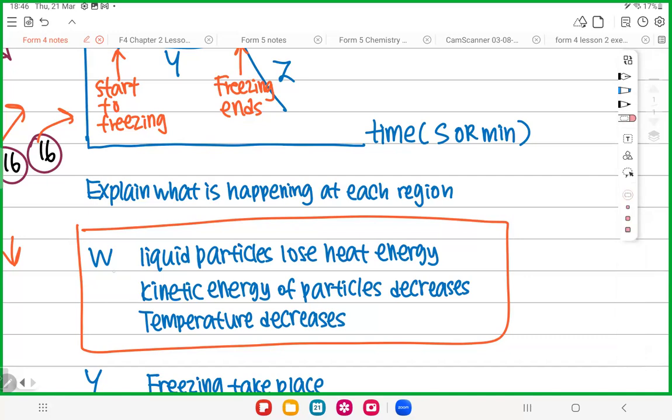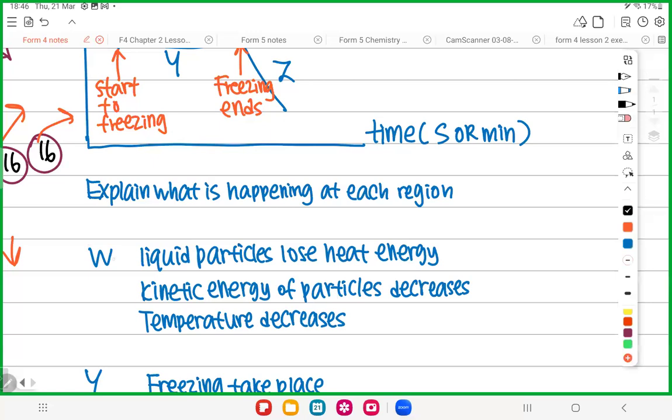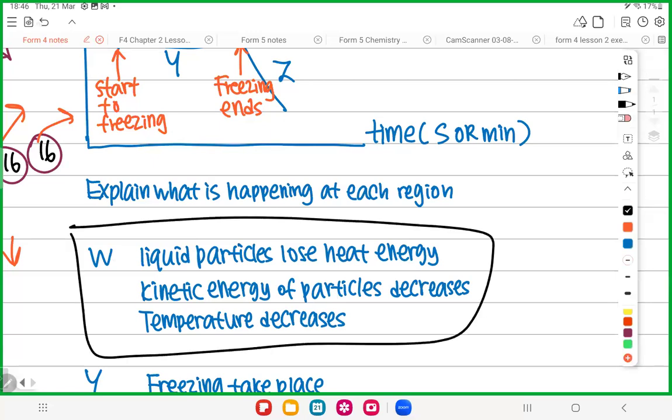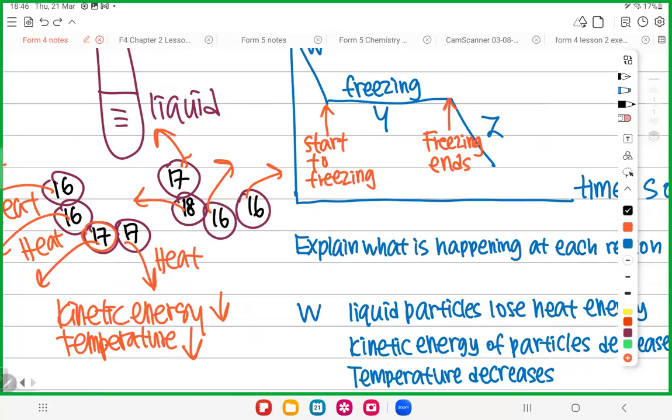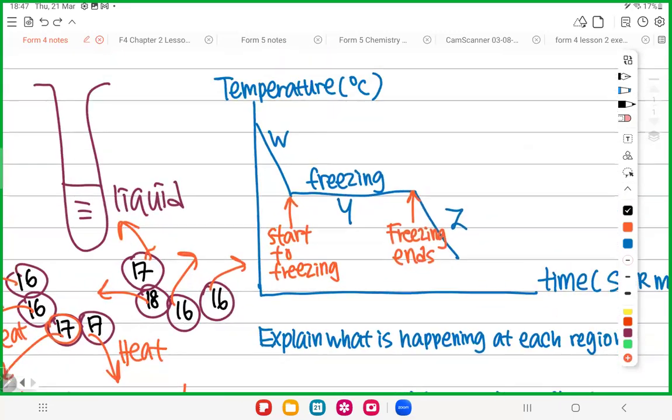I don't want you to memorize this long, boring sentence. I want you all to know the picture. Understand? Use the picture that I showed you just now.